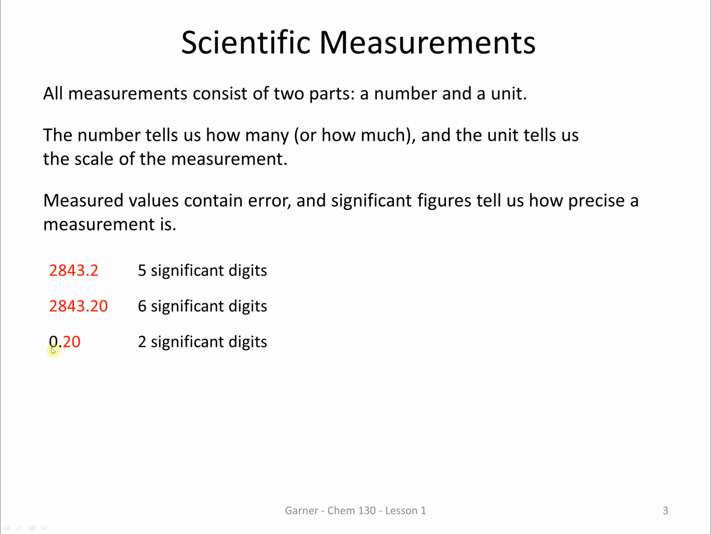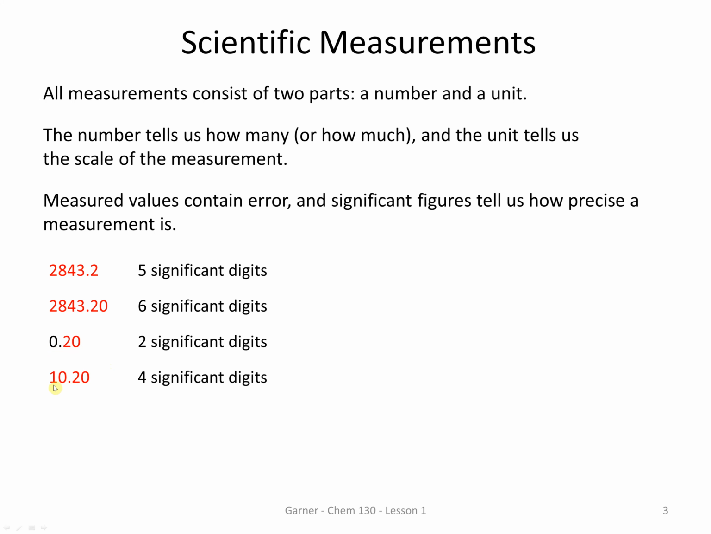So that makes this second 0 here significant as well. The first 0, however, does not come to the right of the decimal point, and it also does not come to the right of a sig fig, so it meets neither of the criteria that we need for a 0 to be significant. So the first 0 here is not a sig fig. So this value only has 2 sig figs.